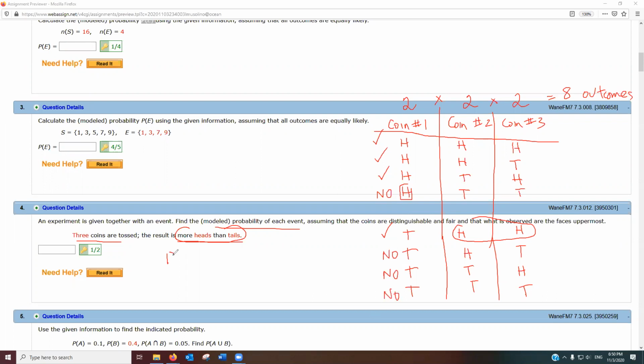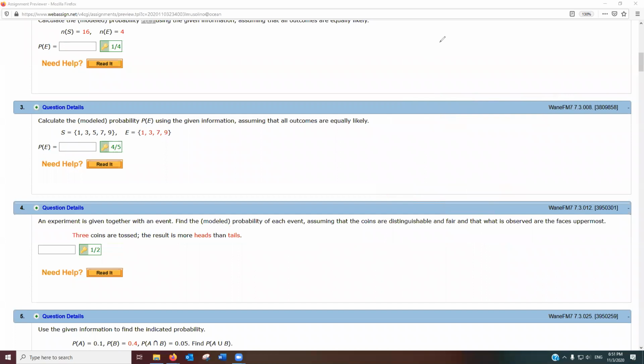So it looks like the probability of more heads than tails, there were 4 rows where that occurred out of 8 rows altogether. So this probability is 1/2. All right, so in this case, I just had to recognize that there were 8 outcomes total, and then I just counted up how many of those 8 outcomes met this event I was interested in where there's more heads than tails. All right, let's do a few more.